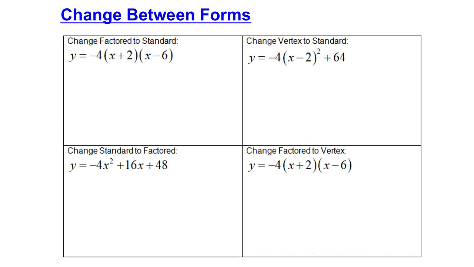Now, if you need information from one form of an equation and you don't have it, you're going to have to change the equation that you do have into the desired form. So we can change factored form to standard form. We can change vertex form to standard form. We can change standard form to factored form. And we can change factored form into vertex form.